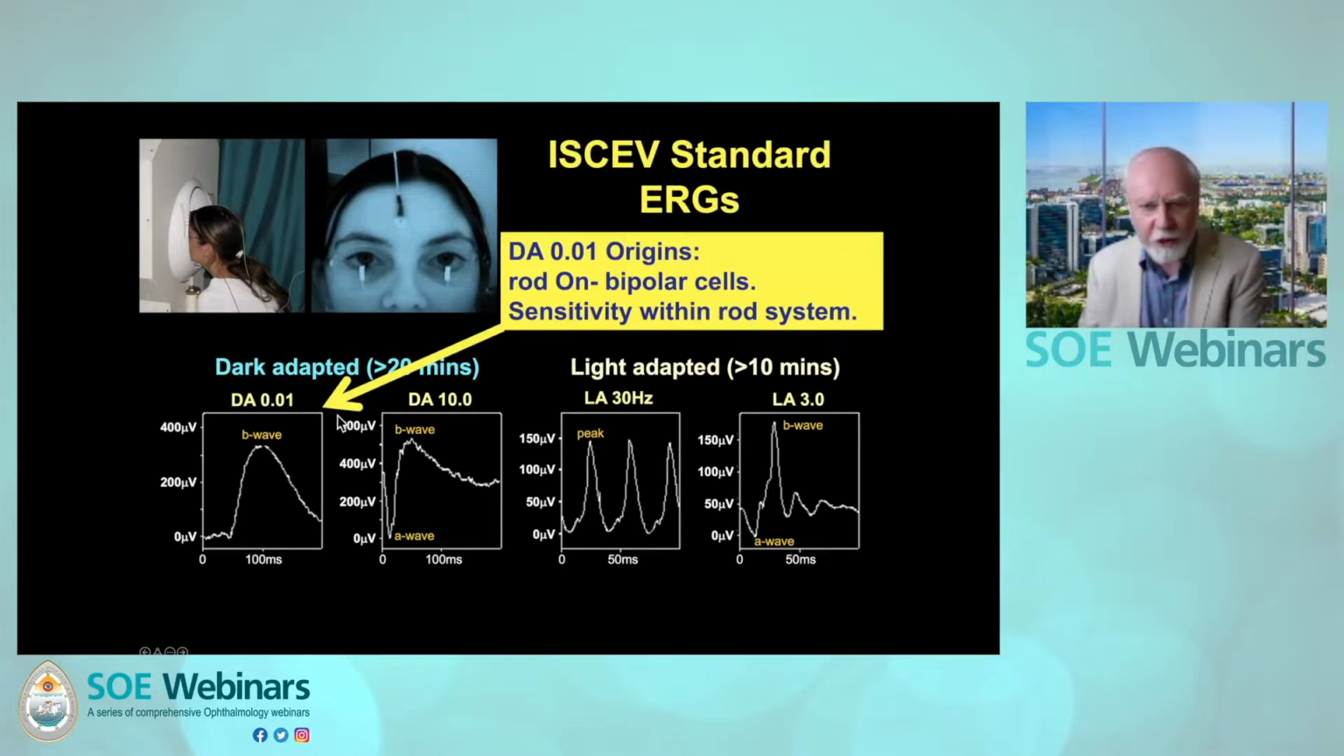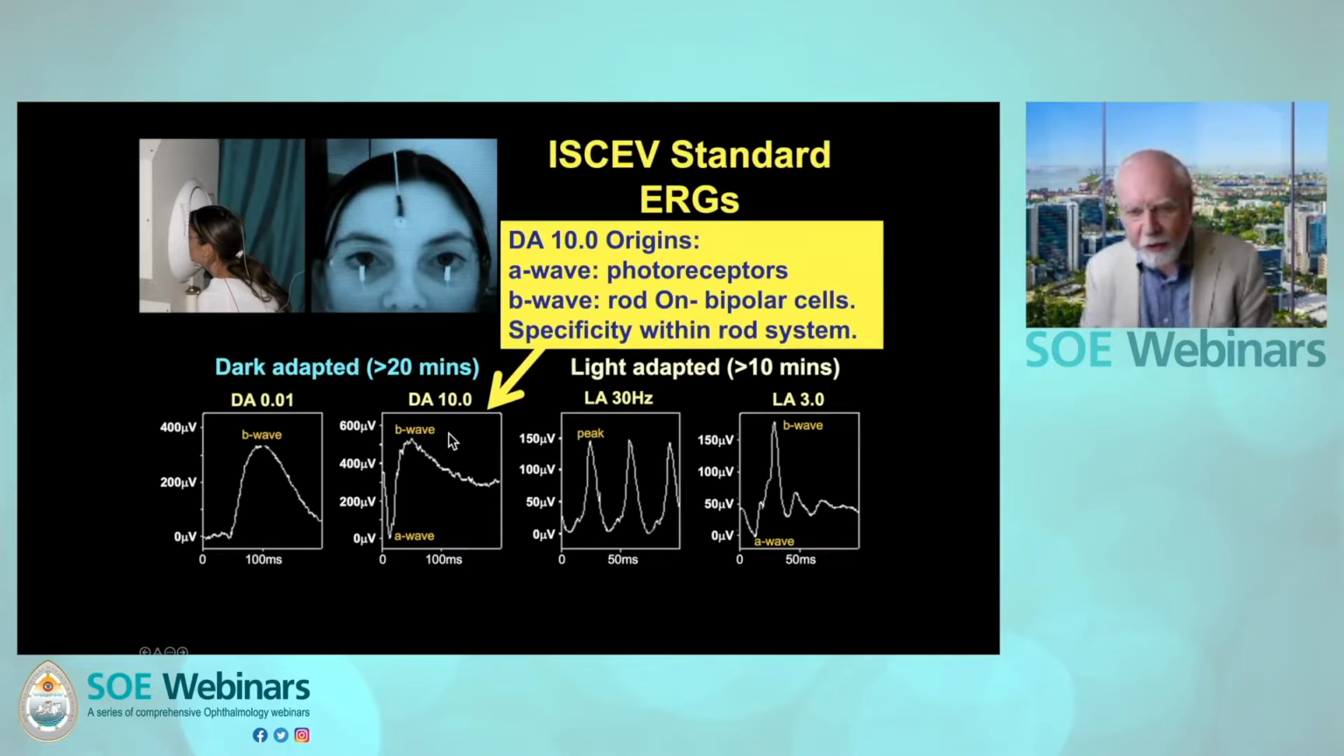With a dim flash in a dark adapted eye, we get a response known as a B wave, which arises in the on bipolar cells of the rod system. And arising at an inner retinal level, it gives sensitivity, but not specificity. When we use a bright flash under dark adaptation, we then get the A wave, which is predominantly coming from the rod photoreceptors. There is a small contribution from the cones in this dark adapted response in a normal, but the cones are very small in number compared to the rods, and this is a predominantly rod response. And the B wave continues to arise at an inner nuclear level.